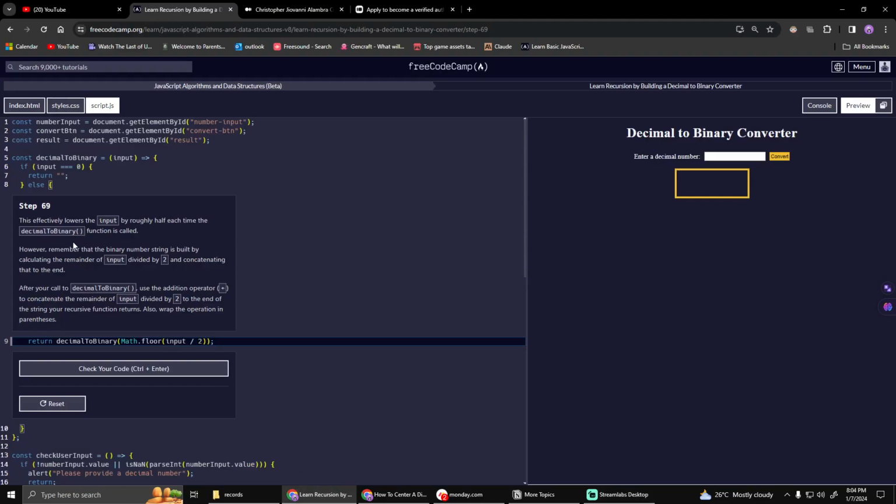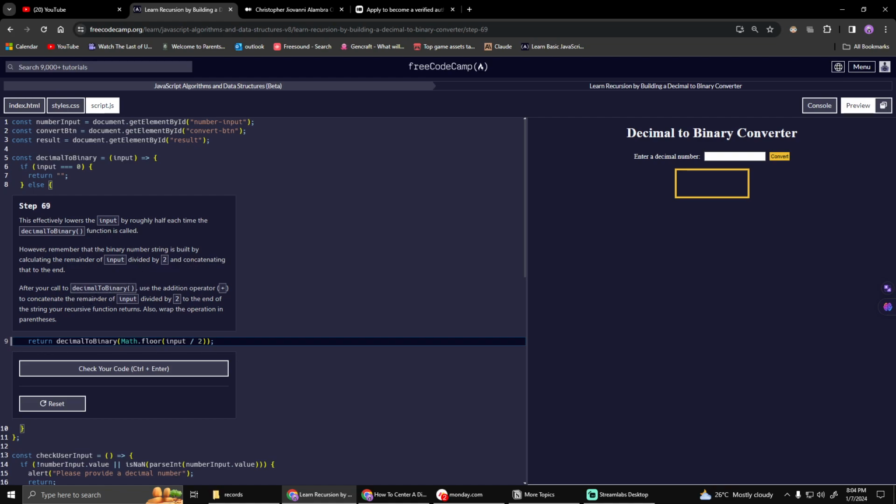This effectively lowers the input by roughly half each time the decimal to binary function is called. However, remember that the binary number string is built by calculating the remainder of input divided by 2 and concatenating that to the end.